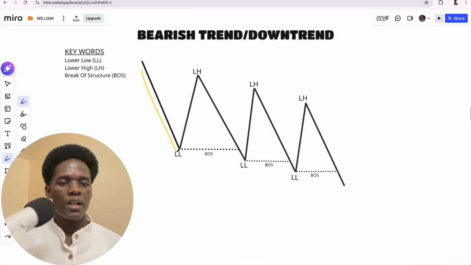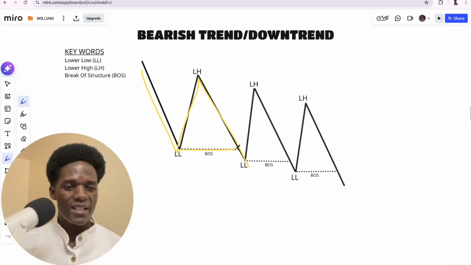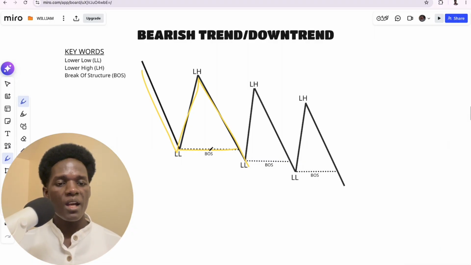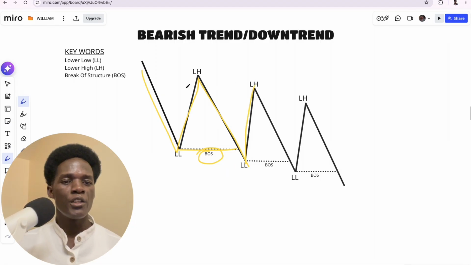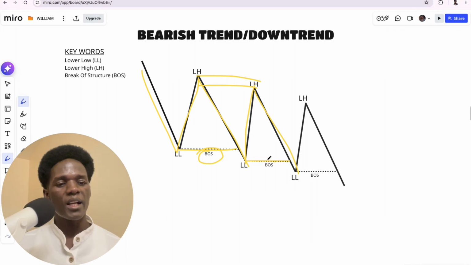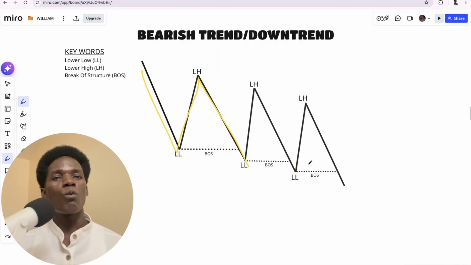So when the price comes down, goes up, comes down, and breaks through this significant low or lower low, this becomes a break of structure. It goes up again to retest this lower high, comes down. When it breaks this lower low, this becomes another break of structure, just like this.